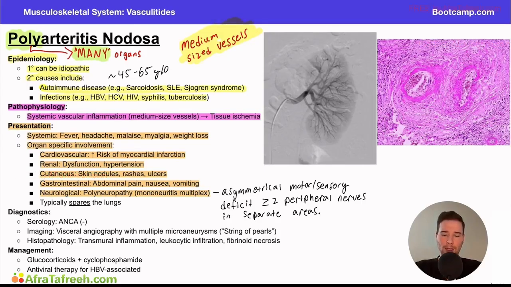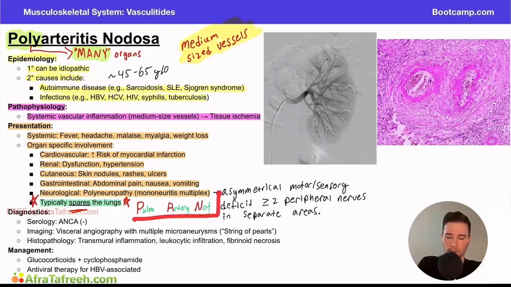Now, a key point they'd like you to know here is that we talked about all of these organs that are involved, but typically the lungs are going to be spared. This is particularly important, and they really like to test this concept. A pretty commonly used memory aid for this condition is to remember P.A.N., to remember the pulmonary artery is not involved. So again, P.A.N.: pulmonary artery is not involved. This is how we remember that in this condition, the lungs are typically spared.